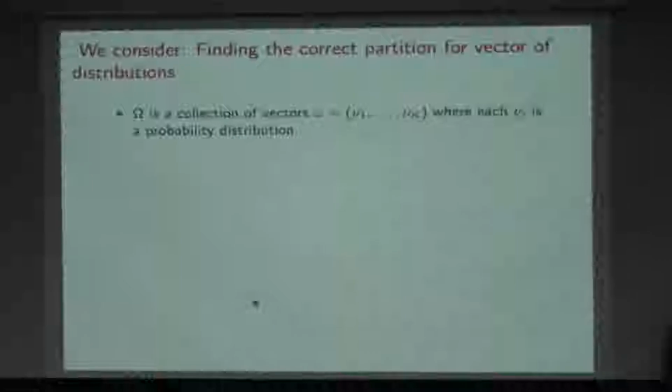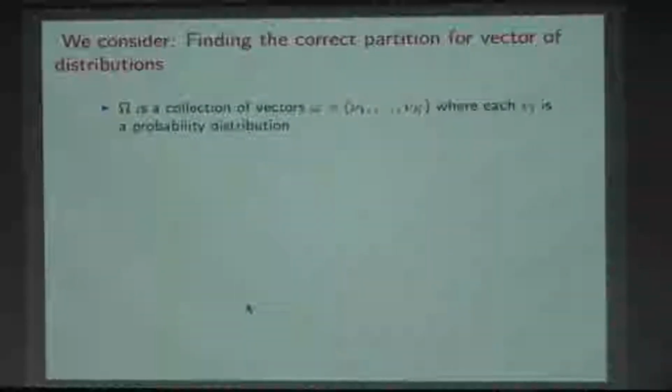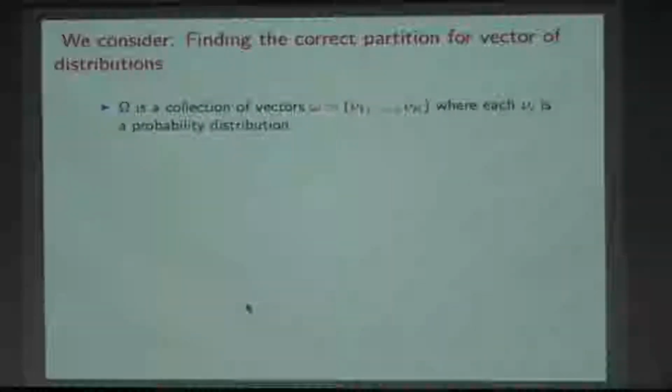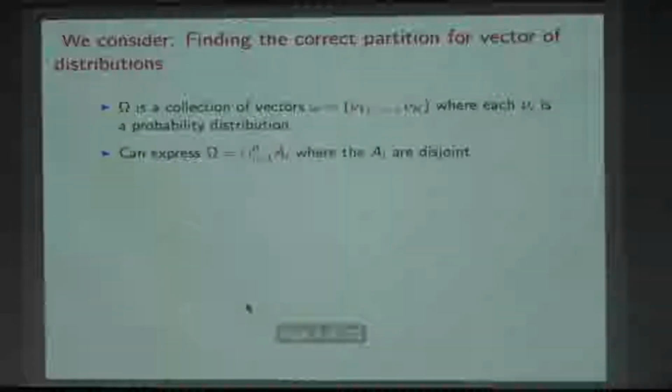So suppose now omega is a collection of vectors. Small omega is nu1 to nu k, so it's k distributions, k arms, k probability distributions. So each set of k arms now becomes a point in my big universe, big omega. I can express my big omega as a union of p partitions, A_i, which are disjoint. So I have these different sets. Each set is a collection of all these arms.